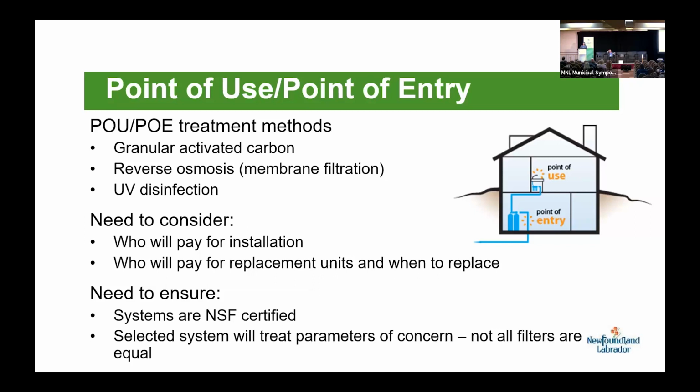There's various types of options out there for point of use, point of entry, things like granular activated carbon filters, so similar to a Brita type of filter, reverse osmosis, so that's a type of membrane filtration, and UV disinfection. So depending on the water quality that's coming into that individual building, you would have to choose which type of treatment would be appropriate. But there are certainly things that need to be considered if you're looking at point of use, point of entry. Who's going to pay for the installation? Is it going to be private, each individual homeowner that's going to have to install that? Could you do it on a community-wide basis? Who's going to be responsible for the replacement parts?